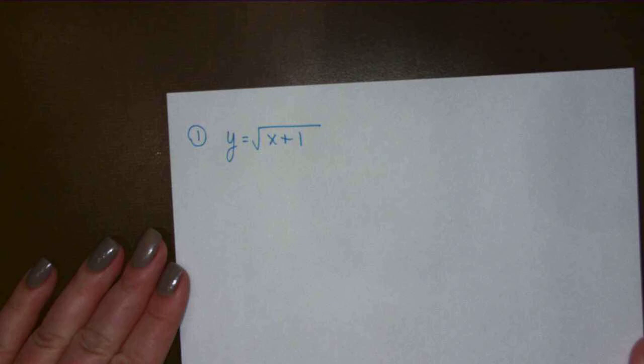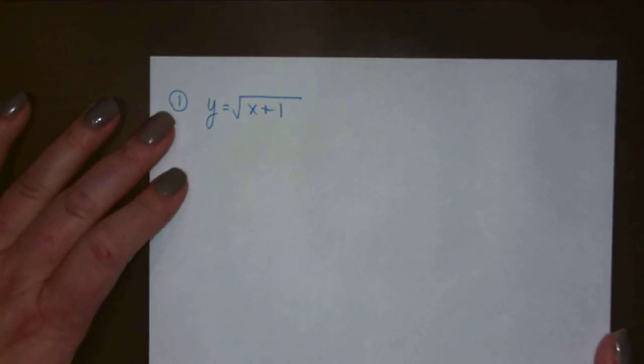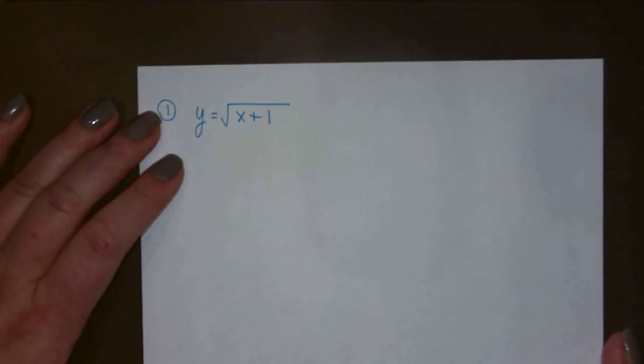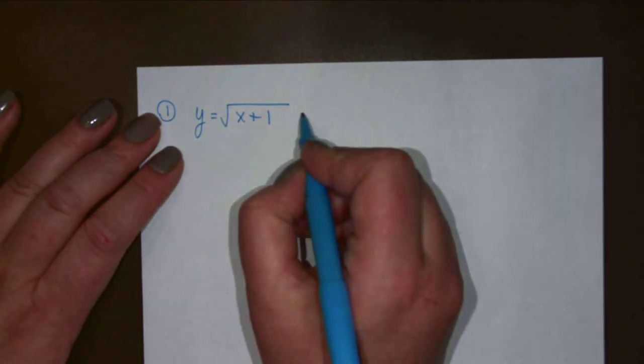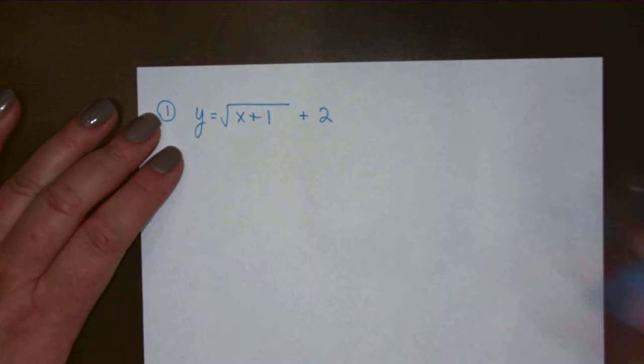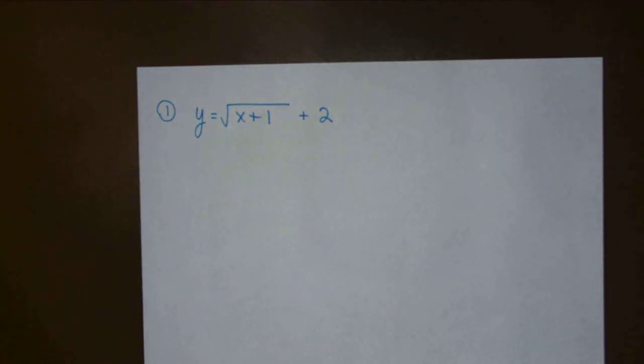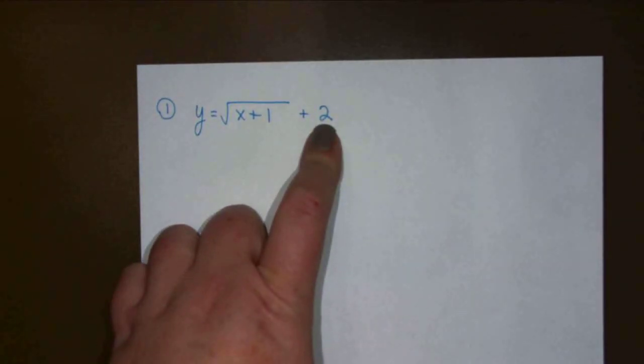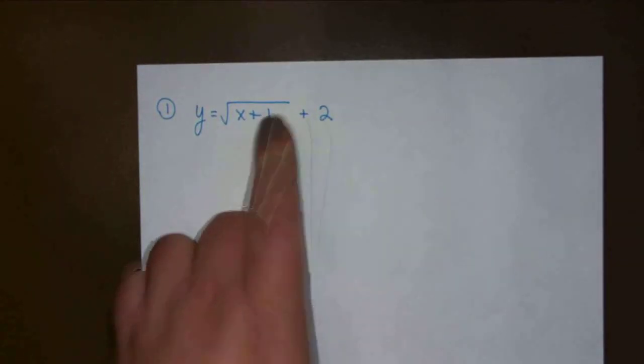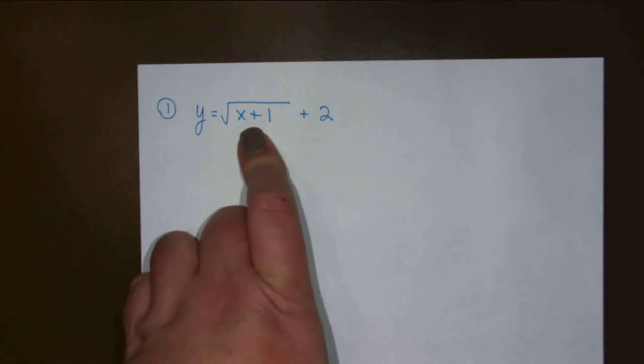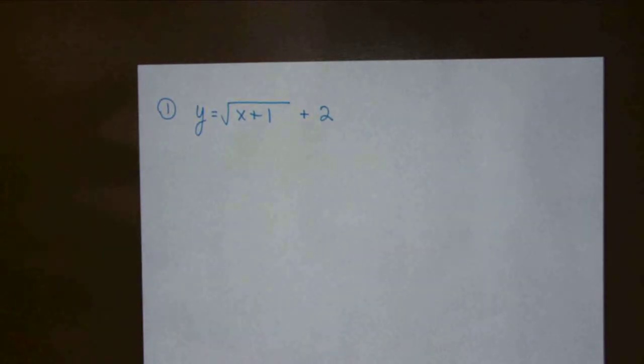Okay, so let's start with this. Actually, let's add something else to it. Okay, so square root, so it has everything in it. Square root of x plus 1, plus 2. What does this plus 2 do to the graph? Moves it up 2. This moves it left or right. But just use that information to find your center.